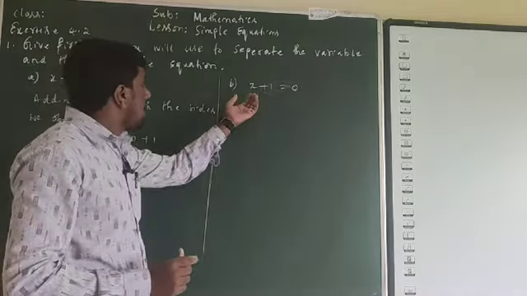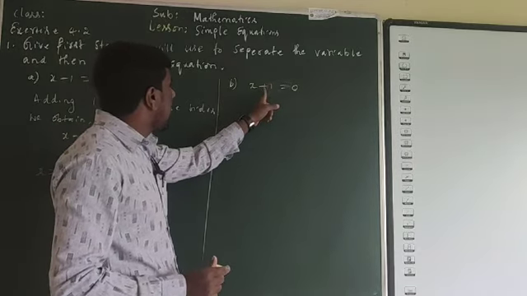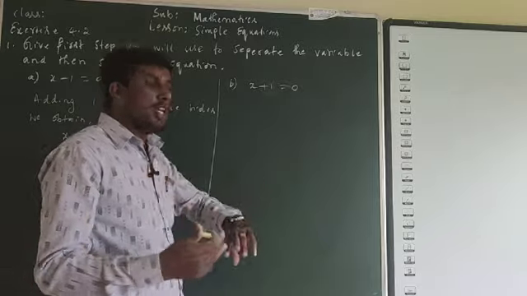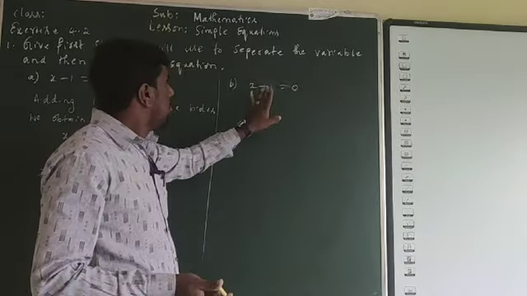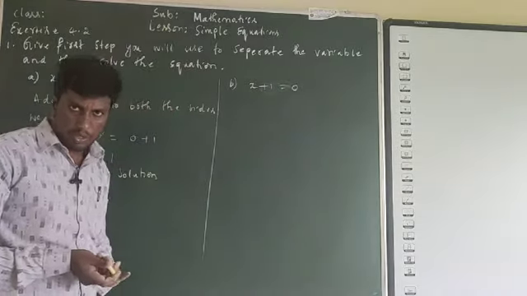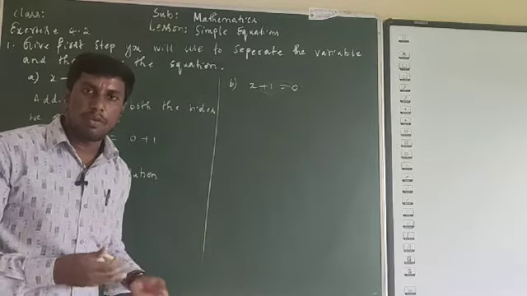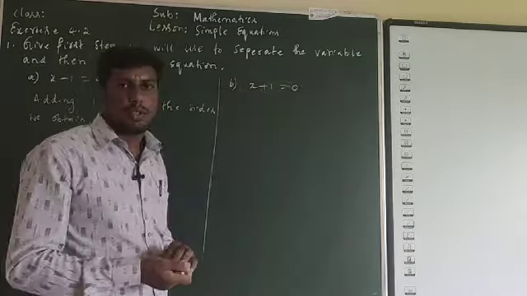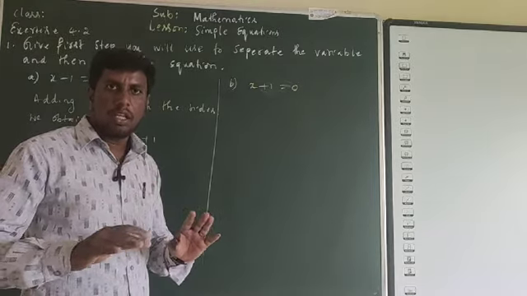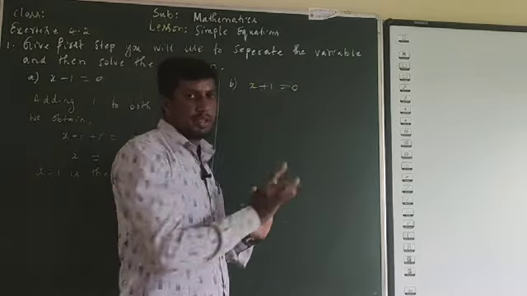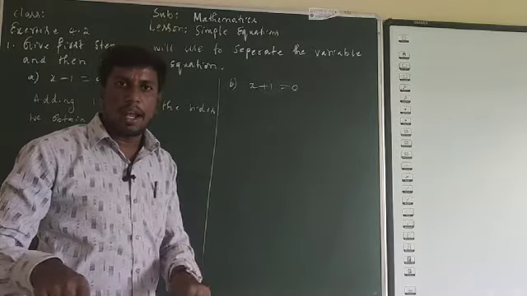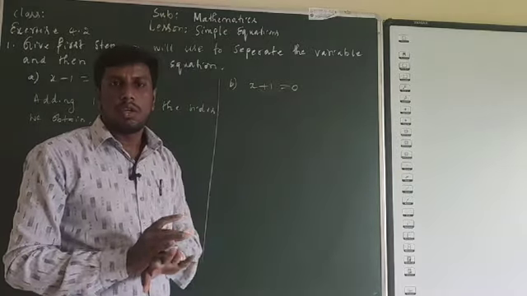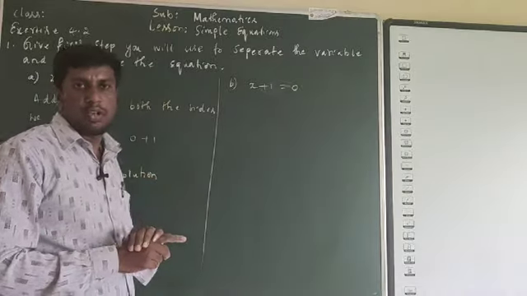Now, in order to separate the variable, 1 is added. To remove this 1, what do I need to do? Reverse. I need to subtract 1 from both the sides of the equation. Right? Why do I need to subtract from both the sides? That is the rule. I can't subtract only from the LHS. If I want to subtract something, I need to subtract from both the sides. Why do I need to subtract? Because I need to remove 1. I should have only x on the LHS to solve the equation, right?